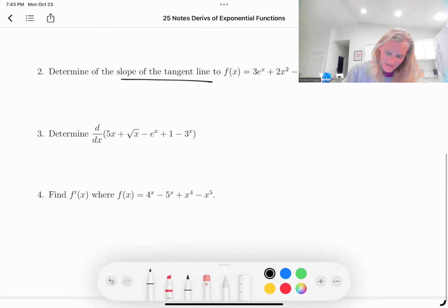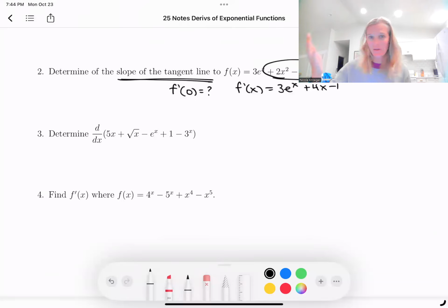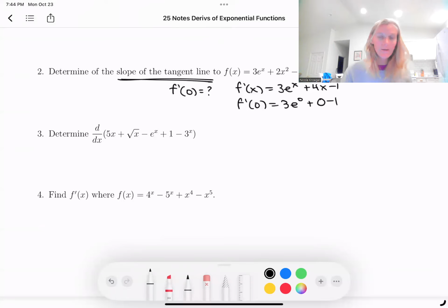So I want the slope of the tangent line at the point when x is equal to 0. Slope of the tangent line is just the derivative at 0. So this problem is just asking for f prime of 0. We have to start out by finding f prime of x. That'll be 3e to the x plus 4x minus 1. This is all just a polynomial, so it behaves like what we were doing before. Now I need to plug 0 into that. So I get 3e to the 0 plus 4 times 0 minus 1. e to the 0, or any number to the 0, is just 1. So this is going to be 3 minus 1, which is 2. That's the slope of the tangent line. We could write the equation of the tangent line if we wanted, but the problem doesn't ask us to do that. It just asks for the slope.